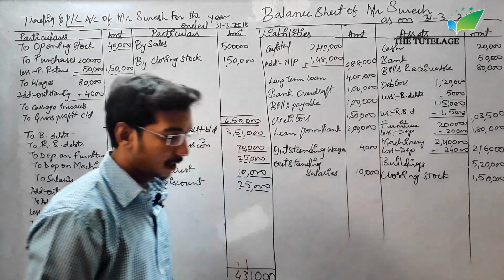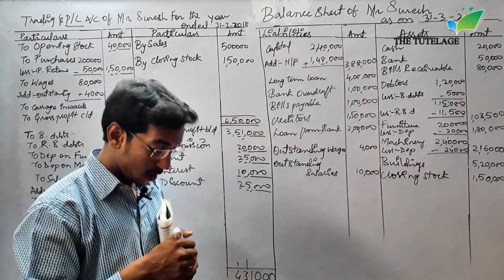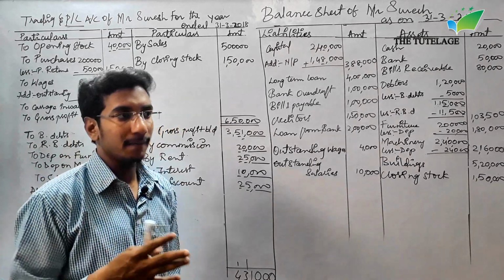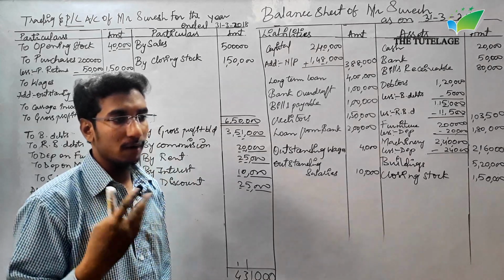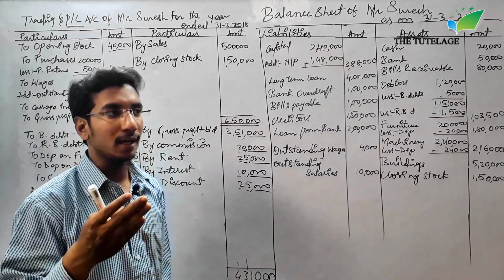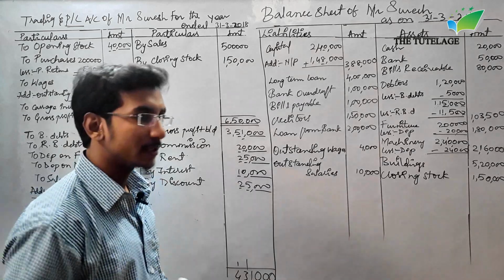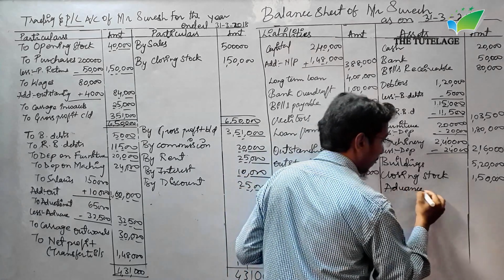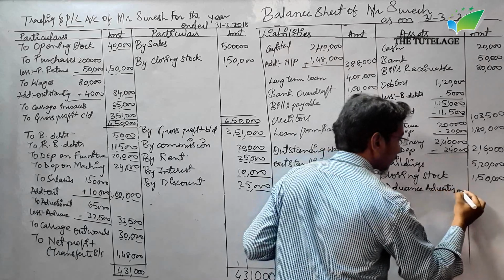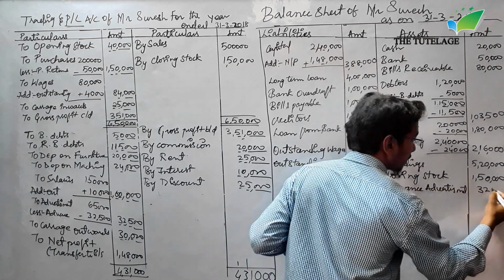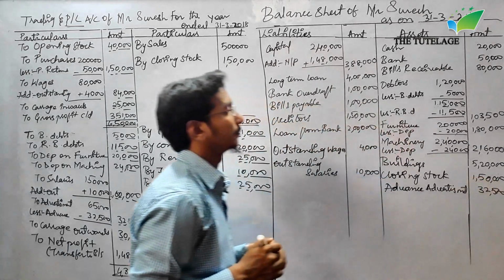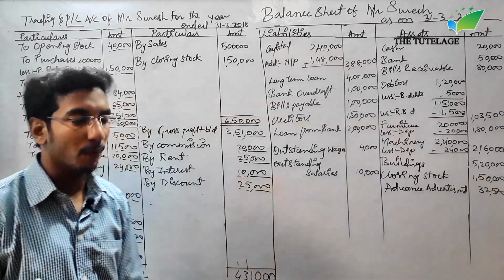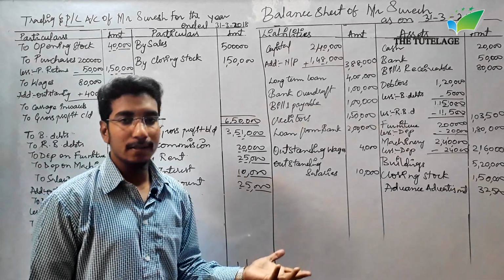And last is advertisement. Advance advertisement paid means we paid advance to the advertisers for future advertisement. It means our money is with them, so our money was not utilized for this year, so for us it's an asset for this year. Advance advertisement amount is 32,500. This is the balance sheet. We have recorded all the information given in the problem. Last step is to balance it or tally it.